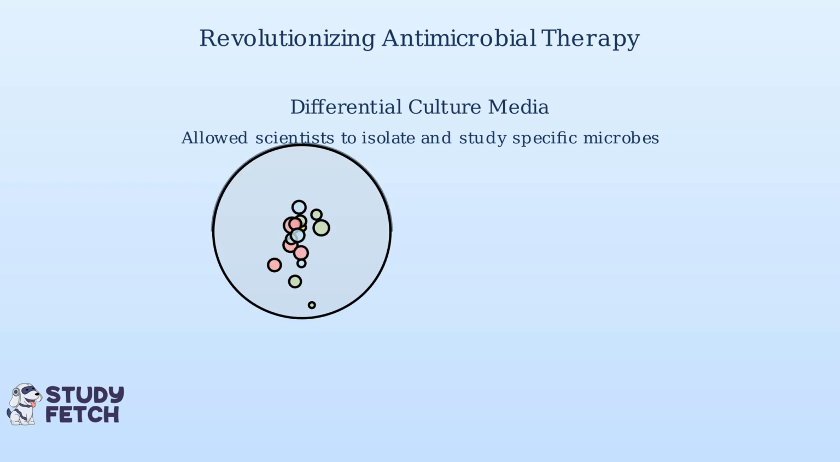Fleming's work also led to the development of differential culture media, a critical advancement that allowed scientists to isolate and study specific microbes. By incorporating penicillin into culture media, scientists could selectively inhibit the growth of certain bacteria while allowing others to thrive, enabling more precise microbial identification and research.